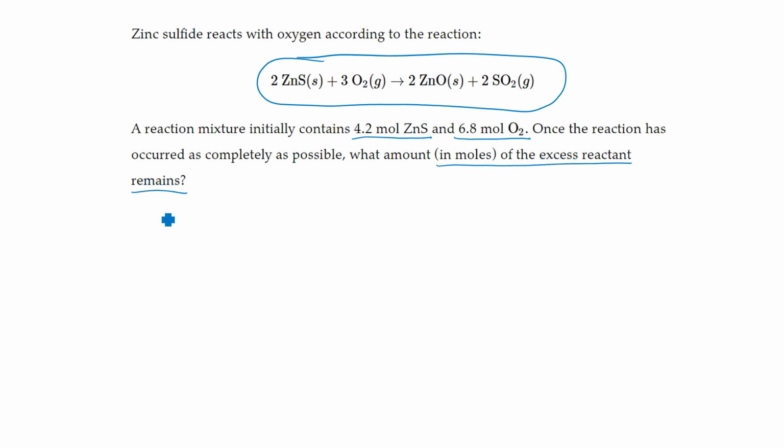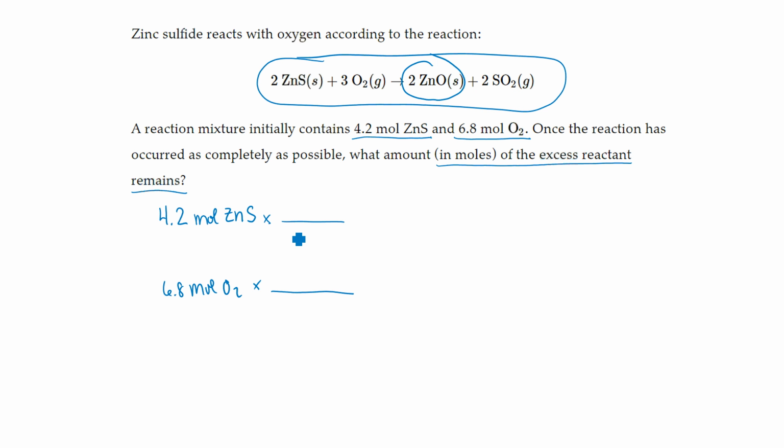So what we're going to do here is two side-by-side stoich problems. For one, I'm going to start with 4.2 moles of zinc sulfide, and for the other I'm going to start with 6.8 moles of oxygen. And I want to compare how much product would be made if this reacts completely. I've got two products to choose from. It doesn't matter which product I choose to compare. I just want to pick one. So I'm just going to look at zinc oxide. I could have chosen SO2 as well. That's fine too. But I'm going to go with zinc oxide.